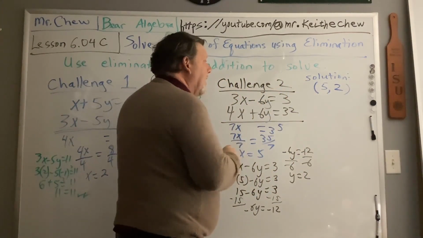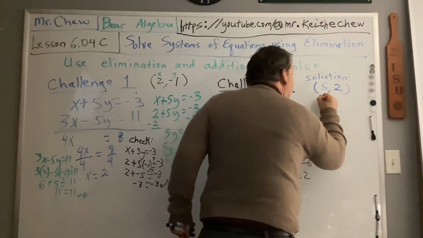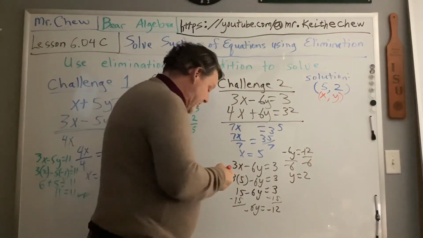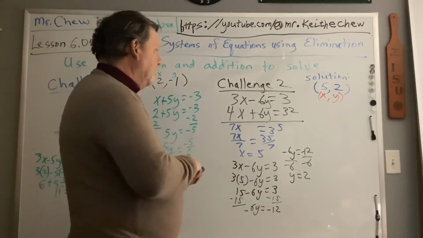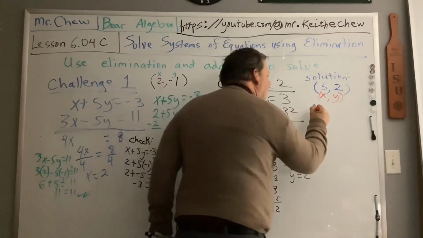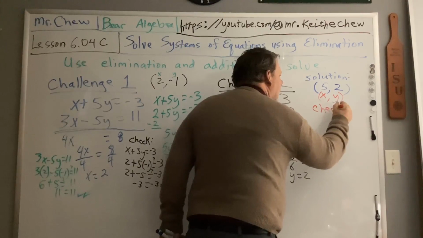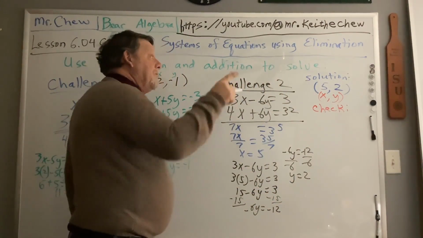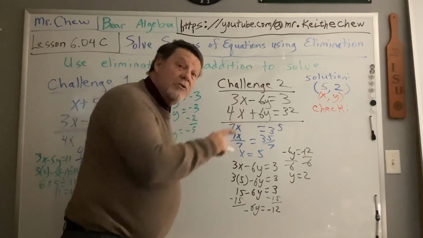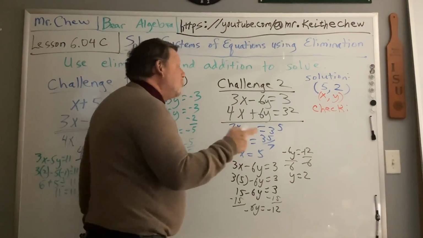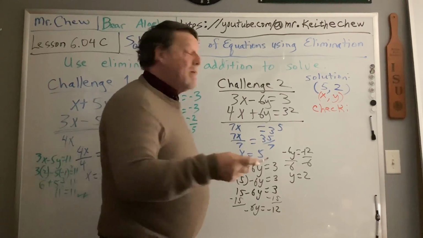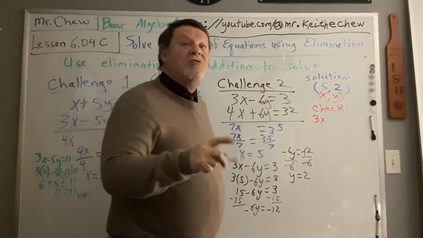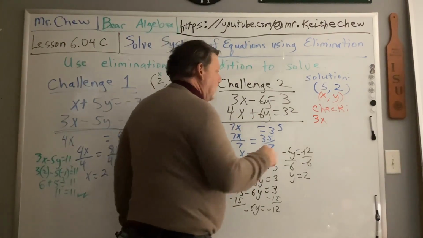So now, here is my x coordinate, and here's my y coordinate when I'm doing my check. For my check, I'm going to write each equation down, substitute a 5 for the x, a 2 for the y, and see if it is true. And if they're both true, that means it's the solution. If only one of them's true, it means that you made a mistake and you got to go back and fix it.